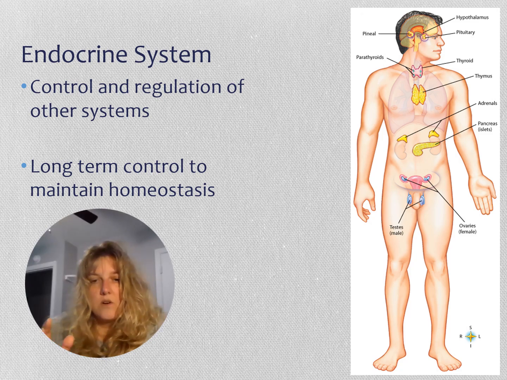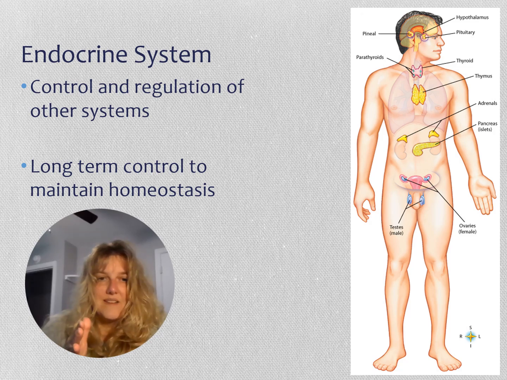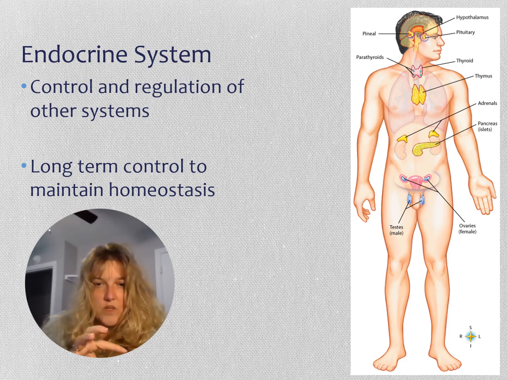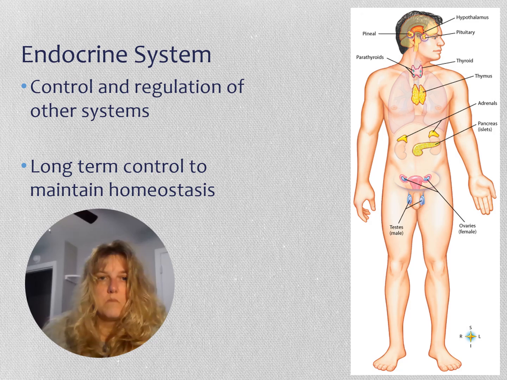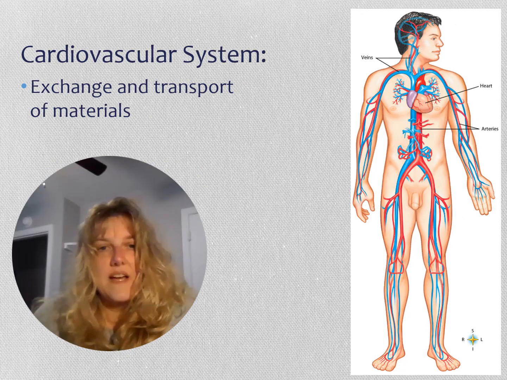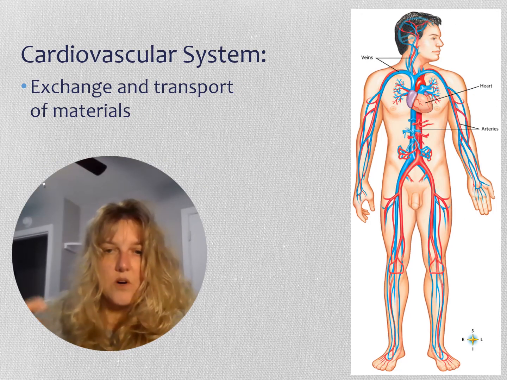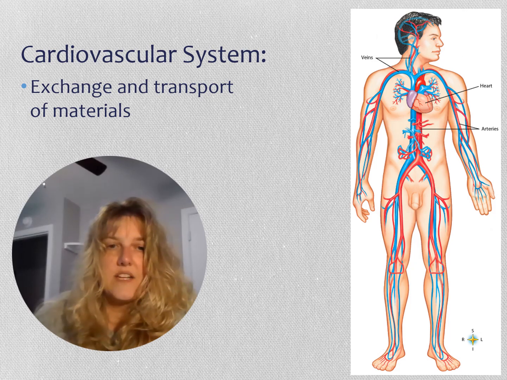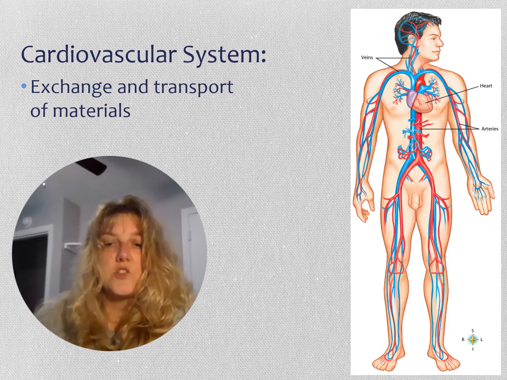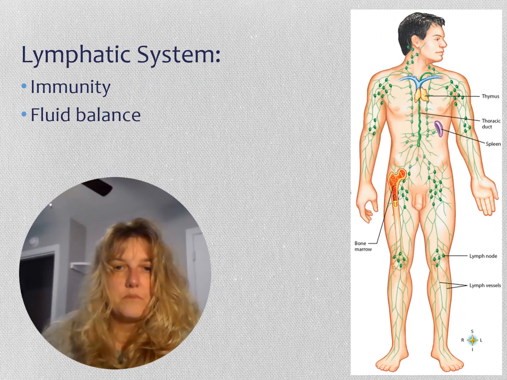So, in our fight or flight, if we're involved in a car wreck, for example, our nervous system is going to be the initial system that comes in and tries to maintain homeostasis and balance. In the long term, that's when the endocrine system will kick in and help support what was taking place in the nervous system. We also have the cardiovascular system, which includes not only the heart, but also the vasculature. You have that exchange and transport of materials.